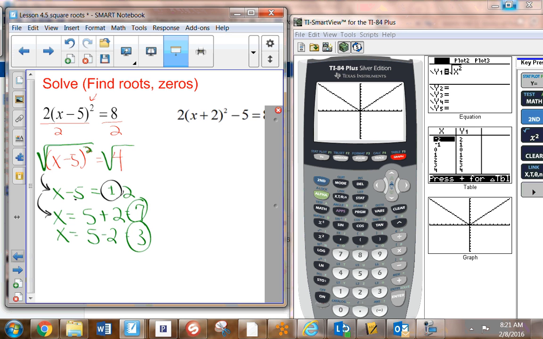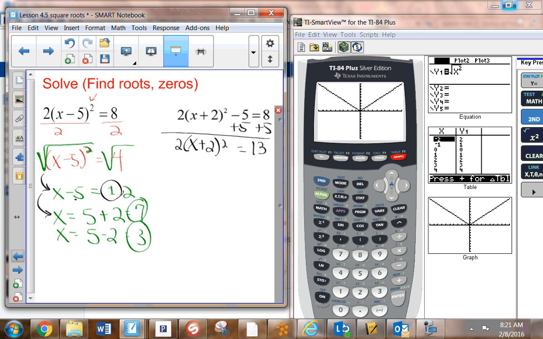Let's see if anything's tricky. Yeah, it's the same thing. We figured that, right? Add a 5 to both sides first. Divide by 2. I'm going to add 5. Divide by 2. You don't like it, but we can do it because we're big people. And then we take the square root of both sides. So x plus 2 falls out. And this becomes plus or minus radical 13 over radical 2.